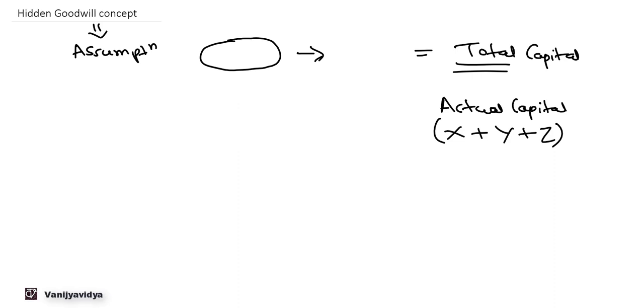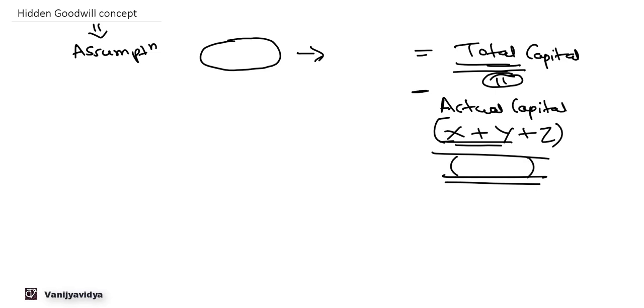Now, if this actual capital is less than what should have been the total capital which is calculated here, then this actual capital is less because the business is managed by the partners with less capital. So this is a goodwill, because these partners are able to manage the business with a lesser amount of investment or capital as compared to what should have been the total capital required. So the goodwill is the total capital that is required minus the actual capital which is there in the firm. This goodwill is known as hidden goodwill.